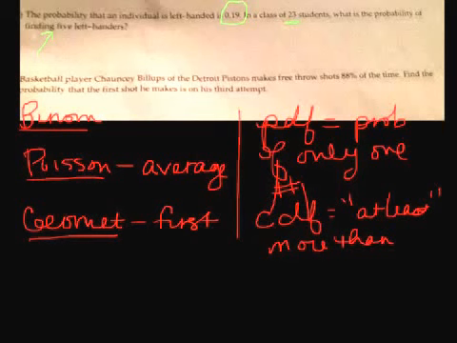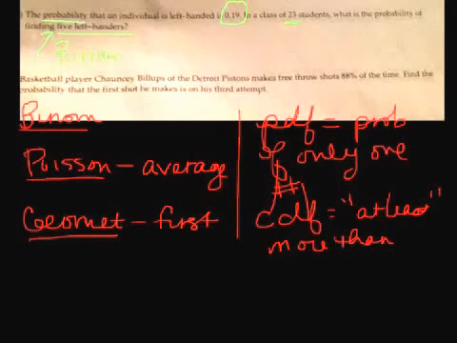Okay, right off the bat, it's not a Poisson because they gave me a probability, not an average. The question is, what's the probability of finding 5 left-handers? They're not asking for the first left-hander, so it's not geometric. Once I've ruled out the other 2, I know it's binomial.